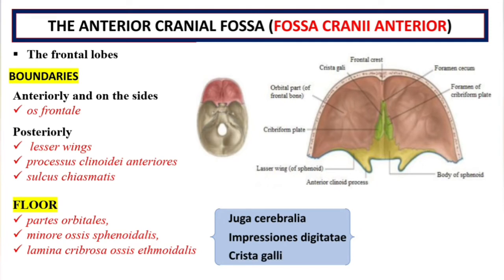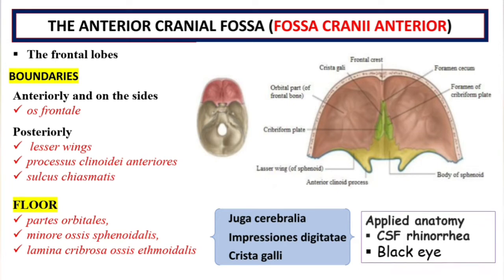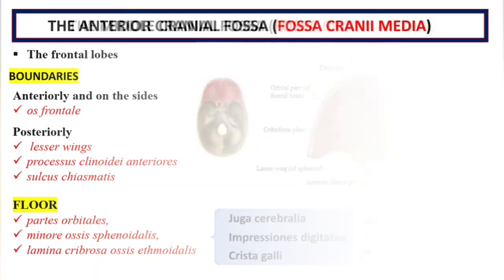What happens if there is a fracture in the anterior cranial fossa, right? There will be cerebrospinal fluid rhinorrhea, right? The flow of the cerebrospinal fluid through the nose. And this condition called black eye, right? When this bleeding goes to the posterior orbit, it's called black eye, right? So if you want to learn more about the black eye, you can just Google it.